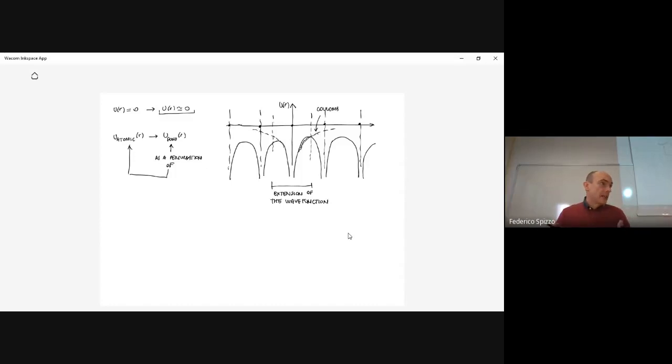So if the extension of the wave function, and just a question, when I say extension of the wave function, what is the picture you have in mind? So what is the meaning of extension of the wave function?